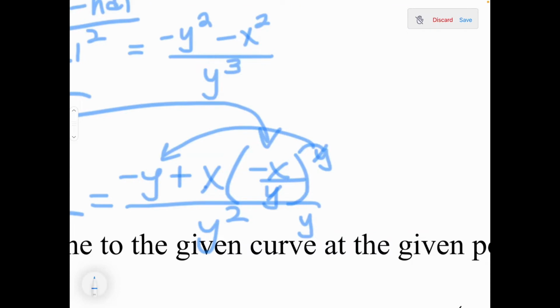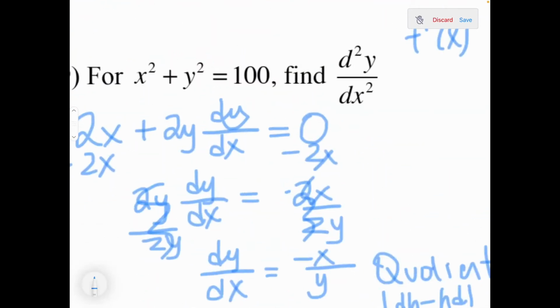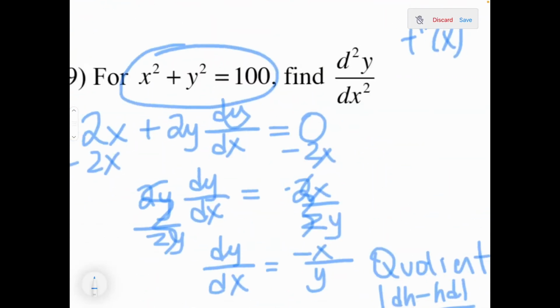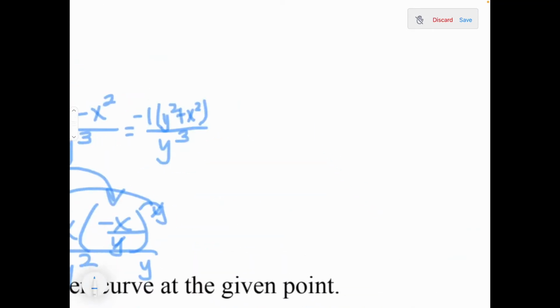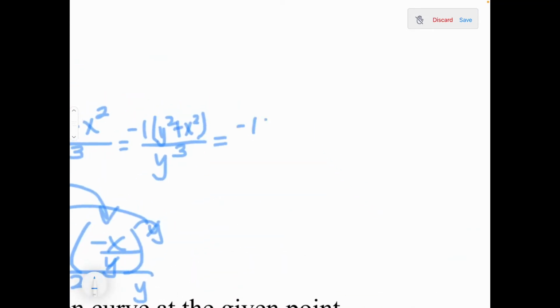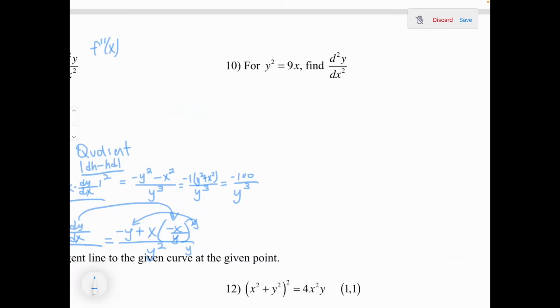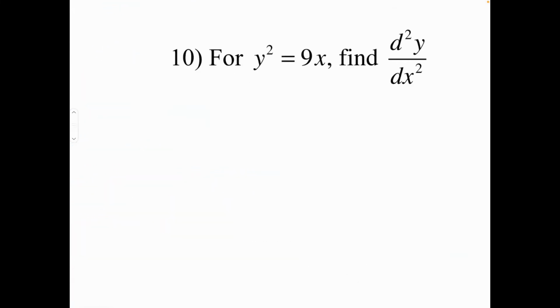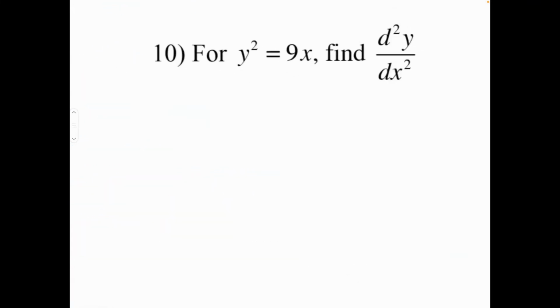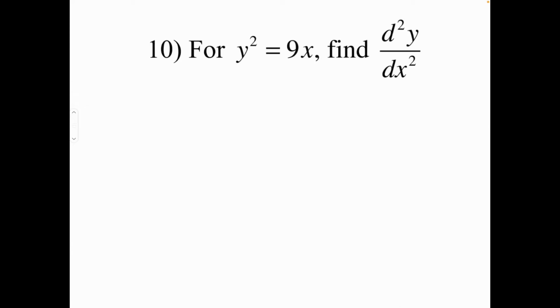Now, we could keep going here. We could factor out a negative 1. We factor out the negative 1, we get y squared plus x squared, all over y to the third. And we know y squared plus x squared, or x squared plus y squared, is equal to 100. So this is actually equal to negative 100 over y to the third, because we knew what x squared plus y squared was based on the original problem in that case.